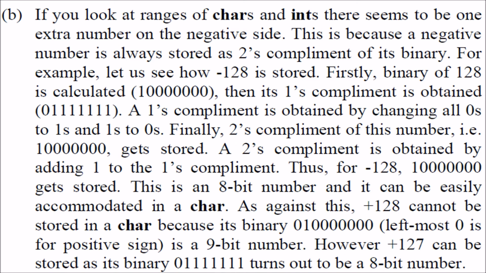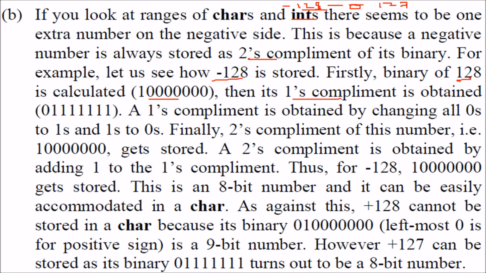So you see, if we look at the range of the character integer, there is one number extra on the negative side. How? If you take character, here you take 0 to 127, and here you have minus 128. So one number is higher. Why? Because negative numbers are not stored normally, but are stored as the 2's complement of their binary. Let us see minus 128. What is the binary of 128? Let us not take the minus now. 128 is simply this one.